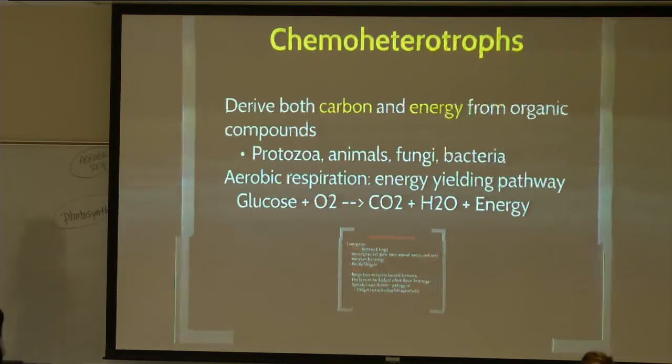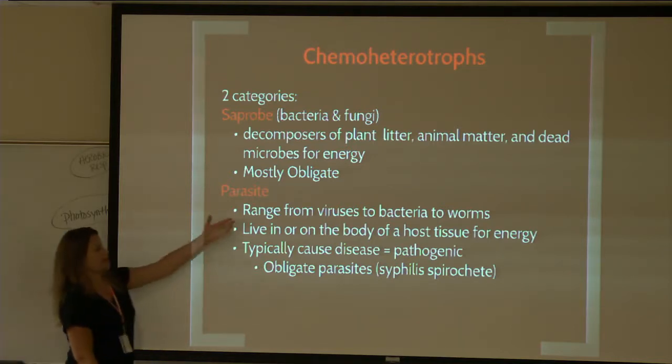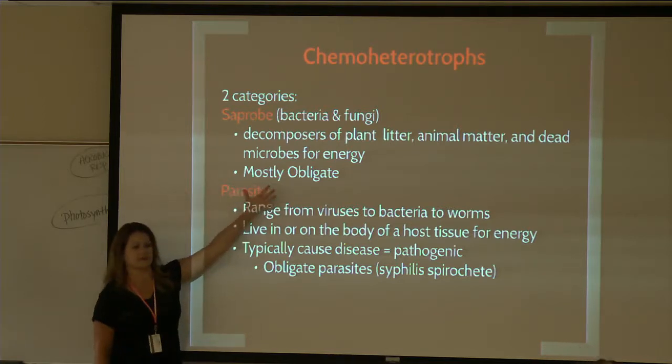And then a little review, looking at a couple other categories that exist for some of these chemoheterotrophs. One category would be the saprobes. Remember we talked about saprobes in an earlier chapter. They feed off of dead or decaying material. Leaf litter, so leaves that have fallen to the ground, trees that have fallen, animals that are no longer living, and so on. They're mostly obligate, meaning that is the way that they feed. They feed off of something dead.